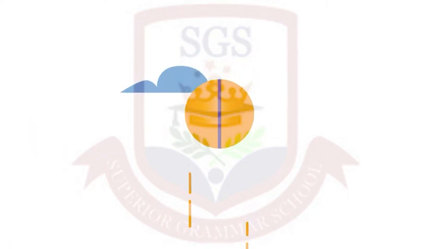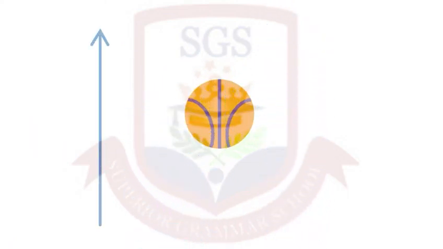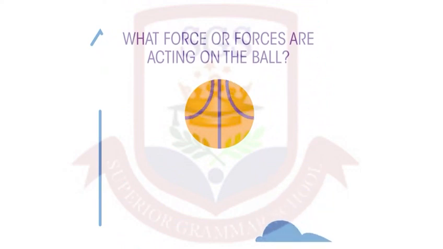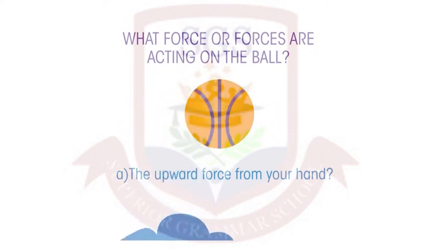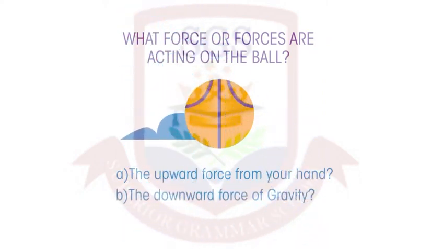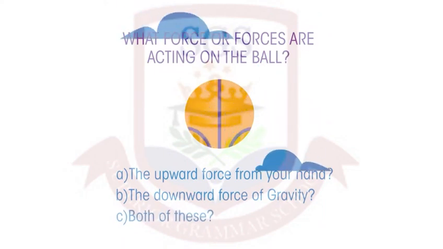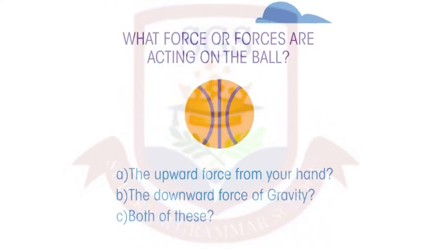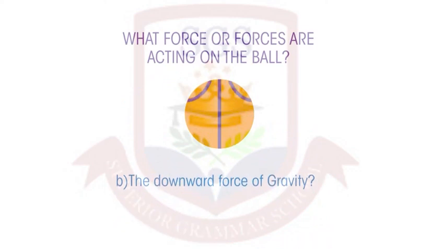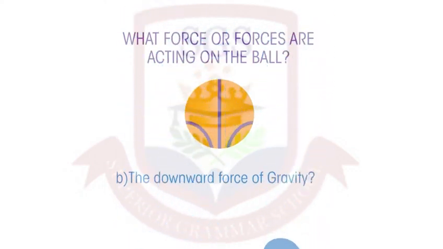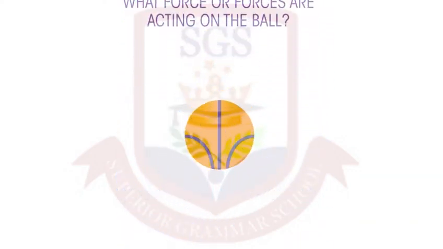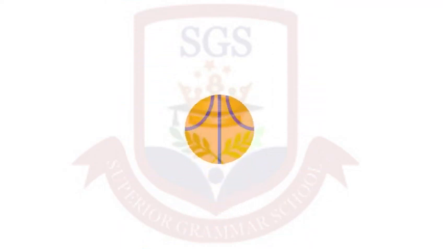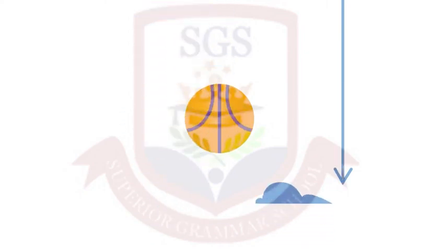You have just thrown a ball, and it's travelling upwards, neglecting air resistance. What force or forces are acting on the ball? A. The upward force from your hand. B. The downward force of gravity. Or C. Both of these. The answer is just the downward force of gravity, which gradually slows the ball, stops it, then brings it back down, making it fall faster and faster. The unbalanced force here causes the ball to change its velocity.